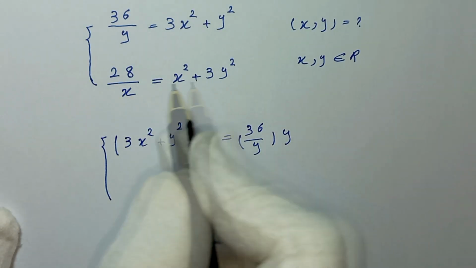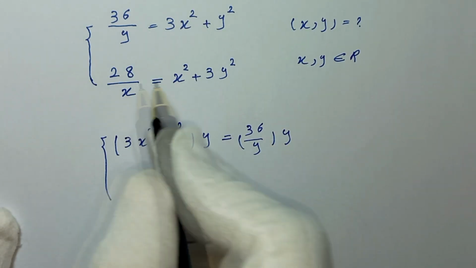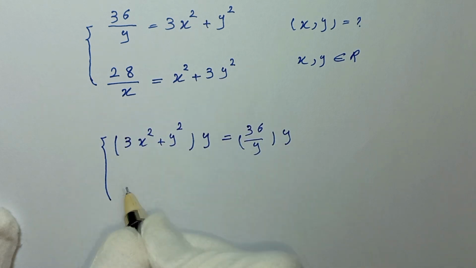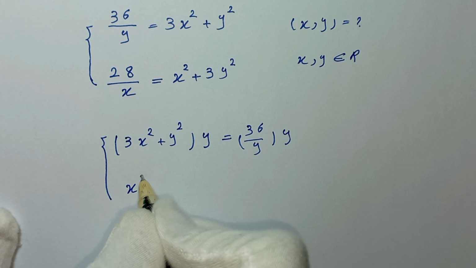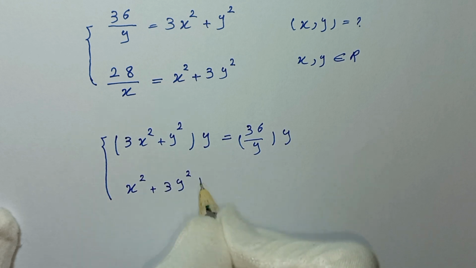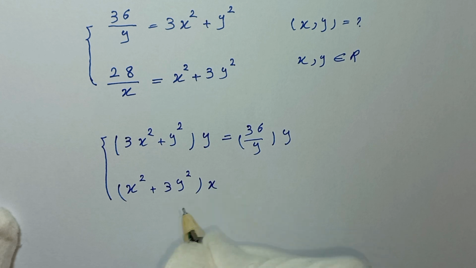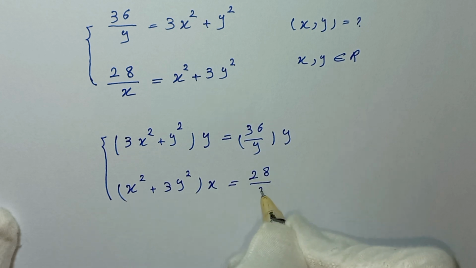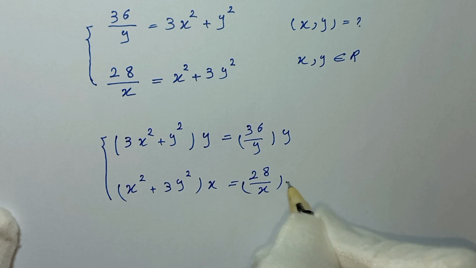And here we multiply both sides of this equation by x. So it will be, we write this first, x squared plus 3y squared times x is equal to 28 over x times x.